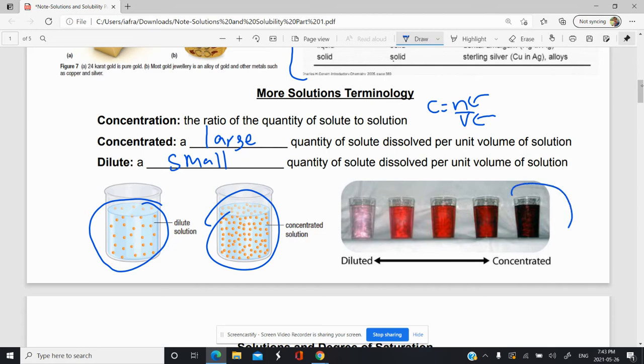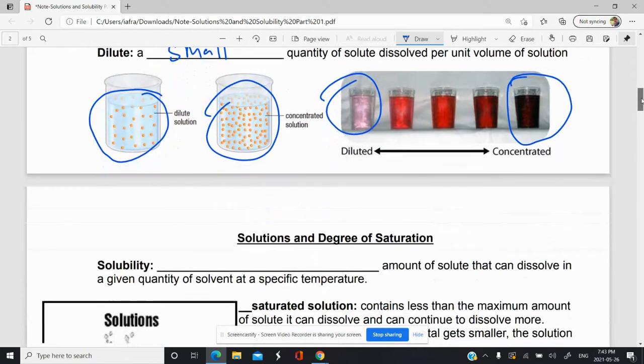And we saw, for example, when you make tea, a darker tea is more concentrated, with more particles dissolved in there because you left the tea bag in longer. And a lighter tea is less concentrated because you didn't leave the tea bag in there as long, so not as many particles could dissolve in that volume of solution.